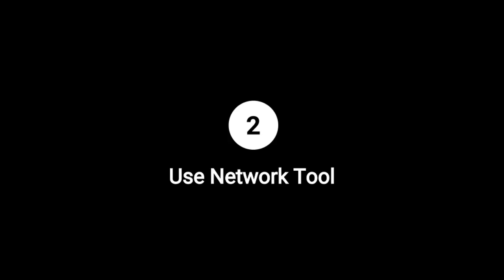Step 2. Use Network Tool. Temporarily connect your printer to your computer with a USB cable, then open the Canon IJ Network Tool.